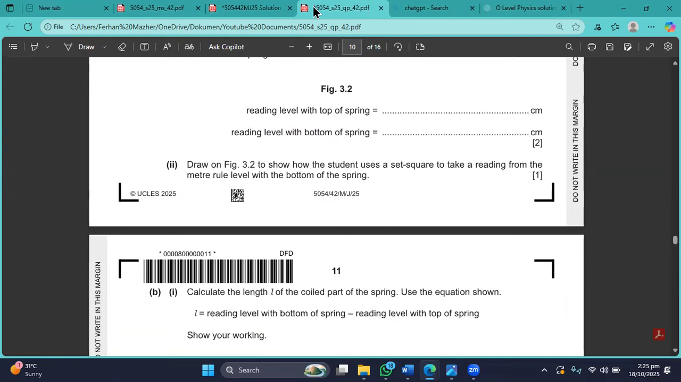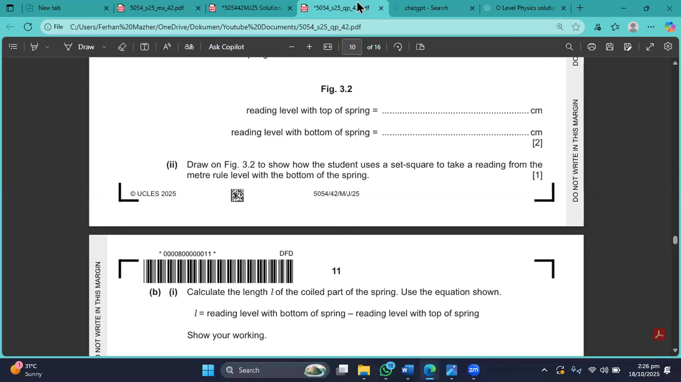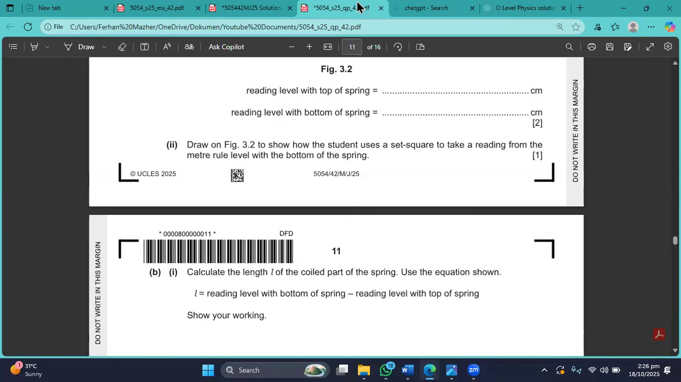You see the set squares, the two triangles which are present in your geometry box, those are called set squares. If you place the set square like this, you will be able to tell exactly what the top level is and what the reading on the meter rule is. Using the set square like this, you will be able to tell the exact reading of the lower level of that spring. So this is how you will use those set squares, and you have to draw this. We are done with that. Then we have the B part.